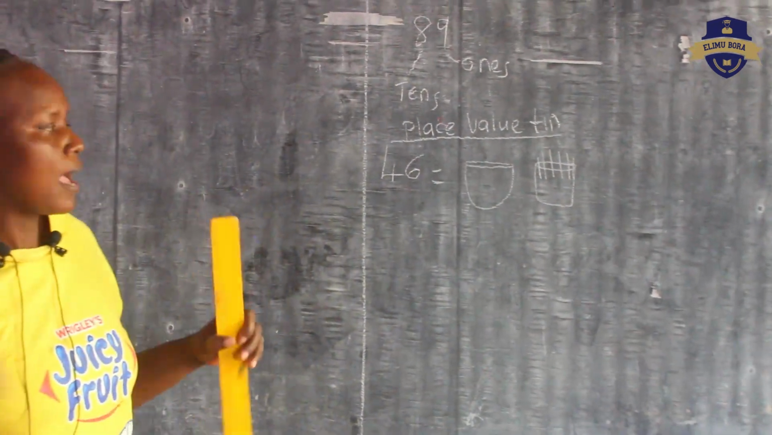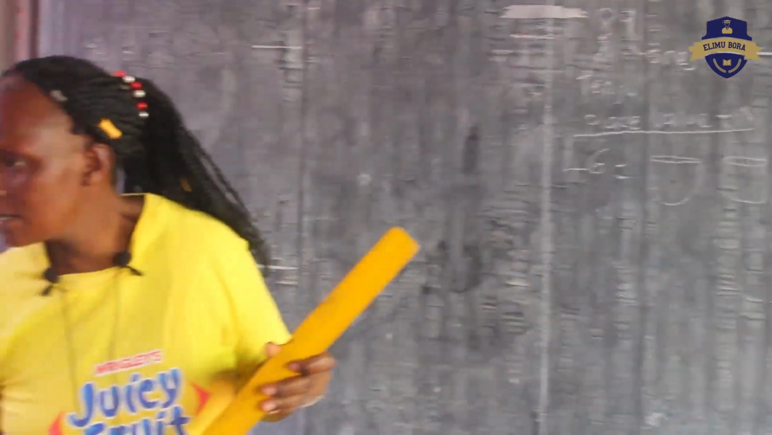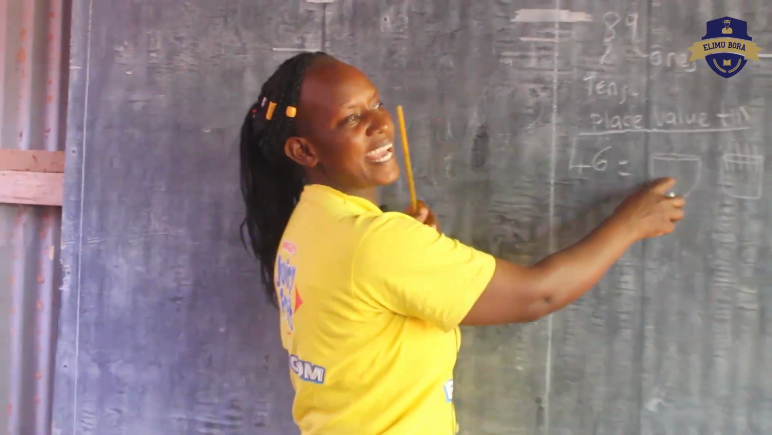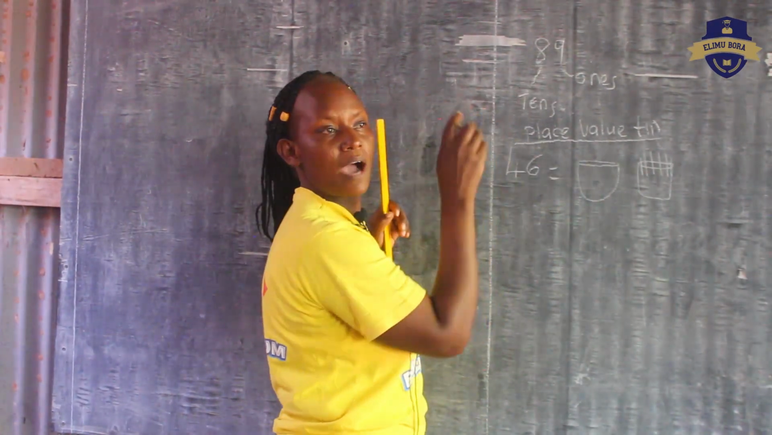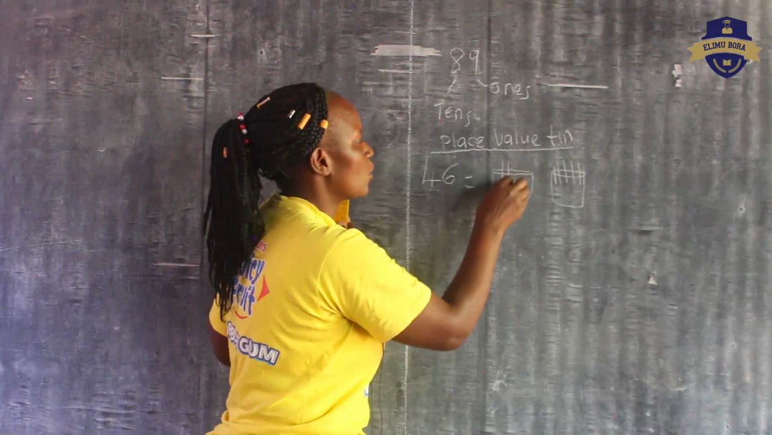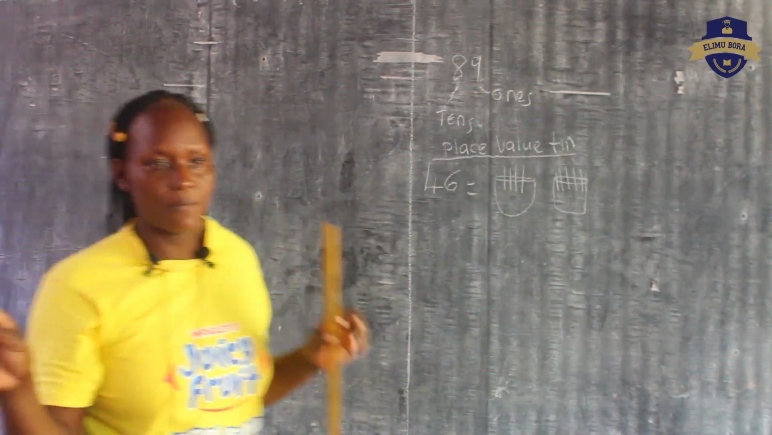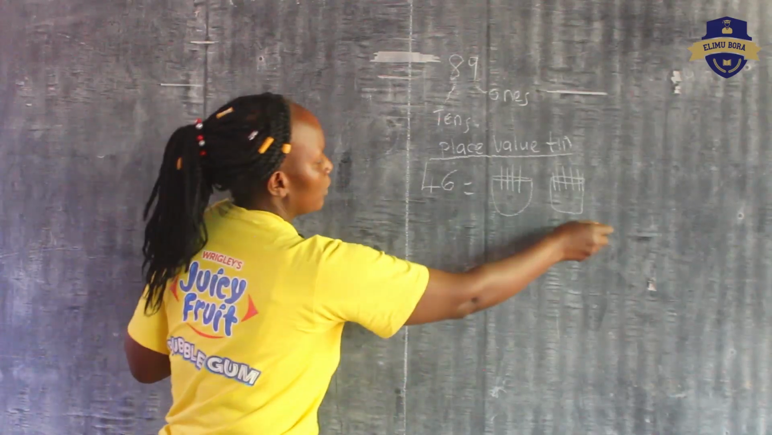And how many tens do we have? 4. We have 4 tens. So in my tens tin, I'm going to draw 4 sticks. 1, 2, 3, 4. Like that. Now I'm done with that.